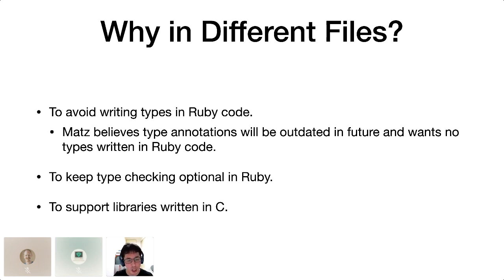The last one is somewhat technical: we need to support libraries written in C or anything other than Ruby. There is no Ruby code, so we need some way to declare the types in those extension libraries.